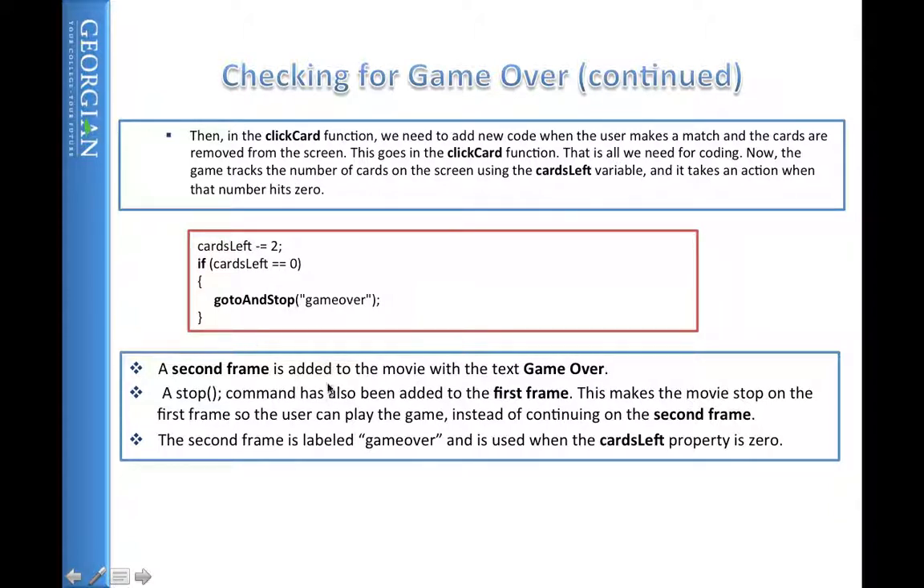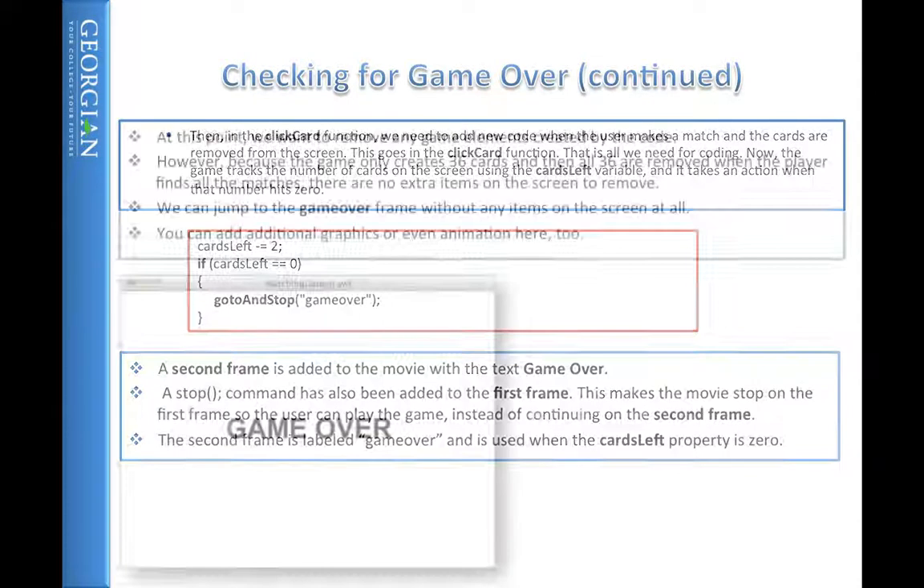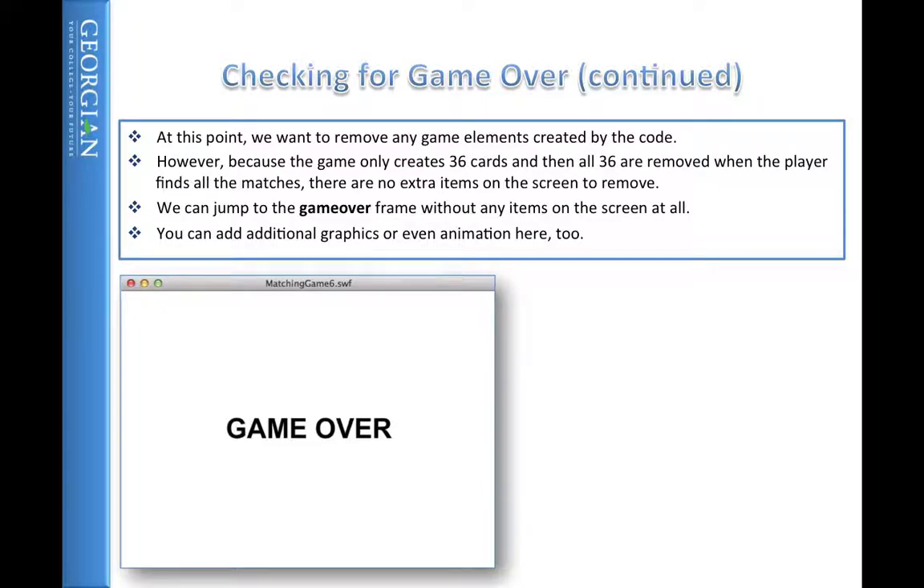So again, a second frame is added to the movie with the text game over. This is kind of cool, right? So you have 2 frames. The first frame is the frame that you're moving from, and the second frame has a piece of text that says game over, right? So when you're done, you move your frame of the main timeline to that game over frame, right? Like this, so it'll look like this, game over, right?